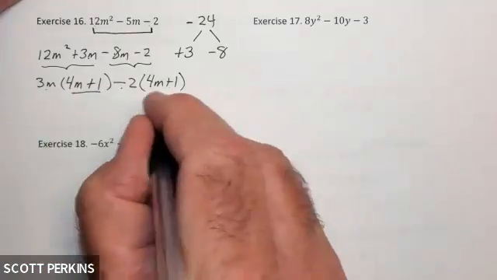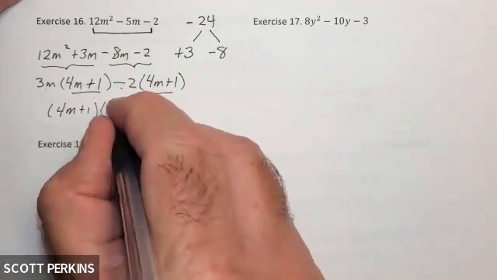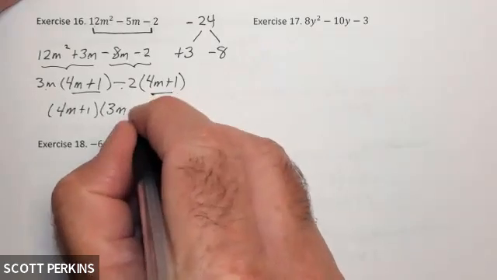The grouping worked. So I've got my 4m plus 1. And what's left from the first term is 3m, from the second term, minus 2.